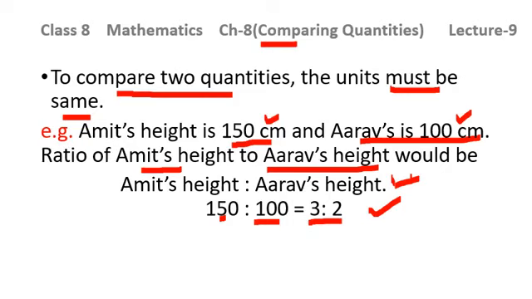If we talk about any other quantity that is given to you in meter or in kilometer, then you need to convert it. You can convert either meter into kilometer or kilometer into meters. That is up to you. But in this example, both are in the same unit, that is centimeter, so we can easily take the ratio.